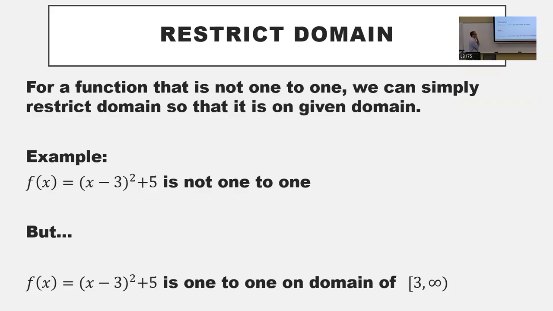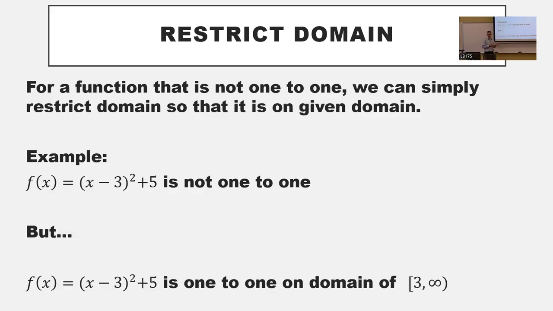Now, here's why I said in our class it won't be a big deal if a function is not one-to-one. If a function is not one-to-one over the entire real numbers, what we can do is restrict the domain we're using. And in our class, we're going to freely restrict the domain.